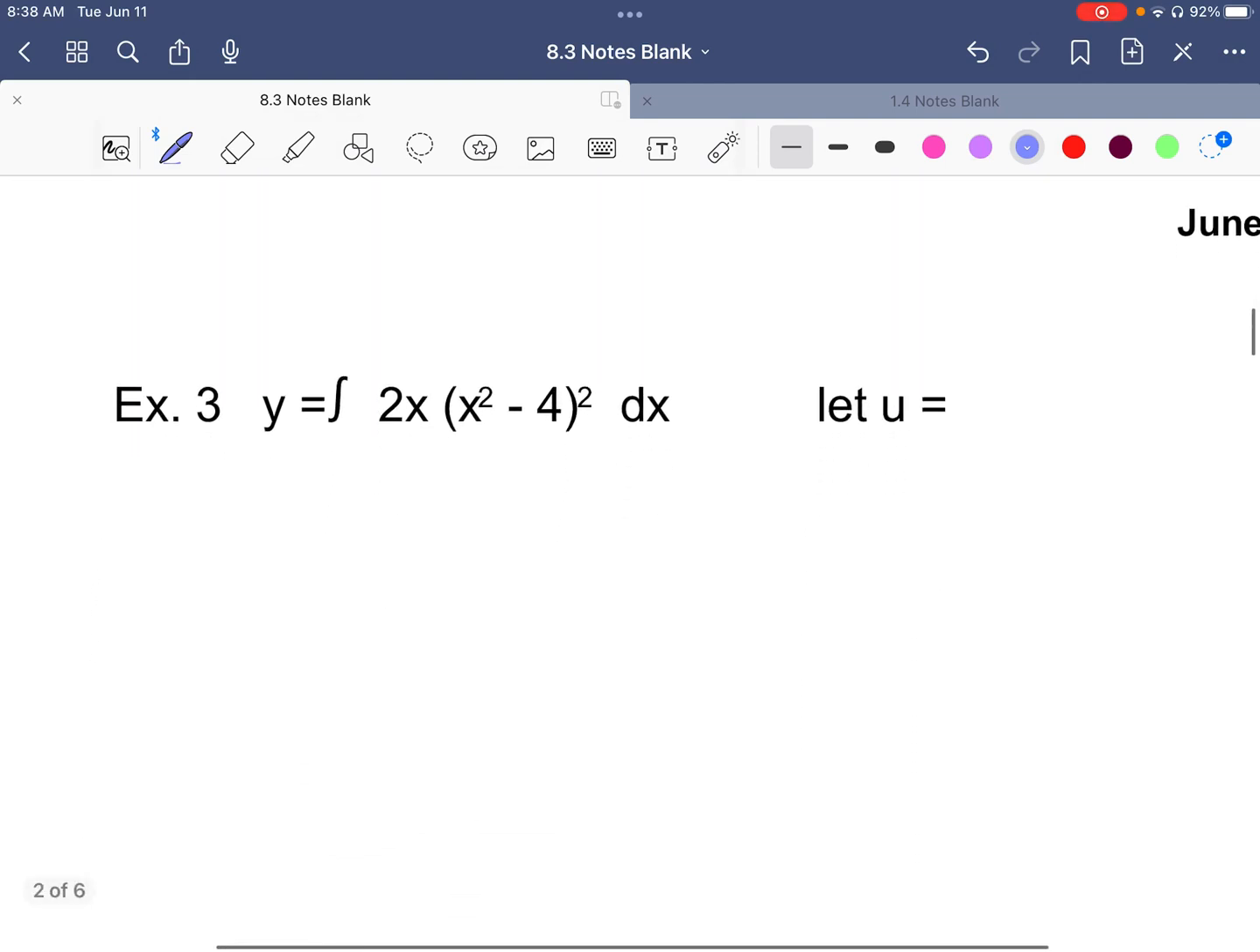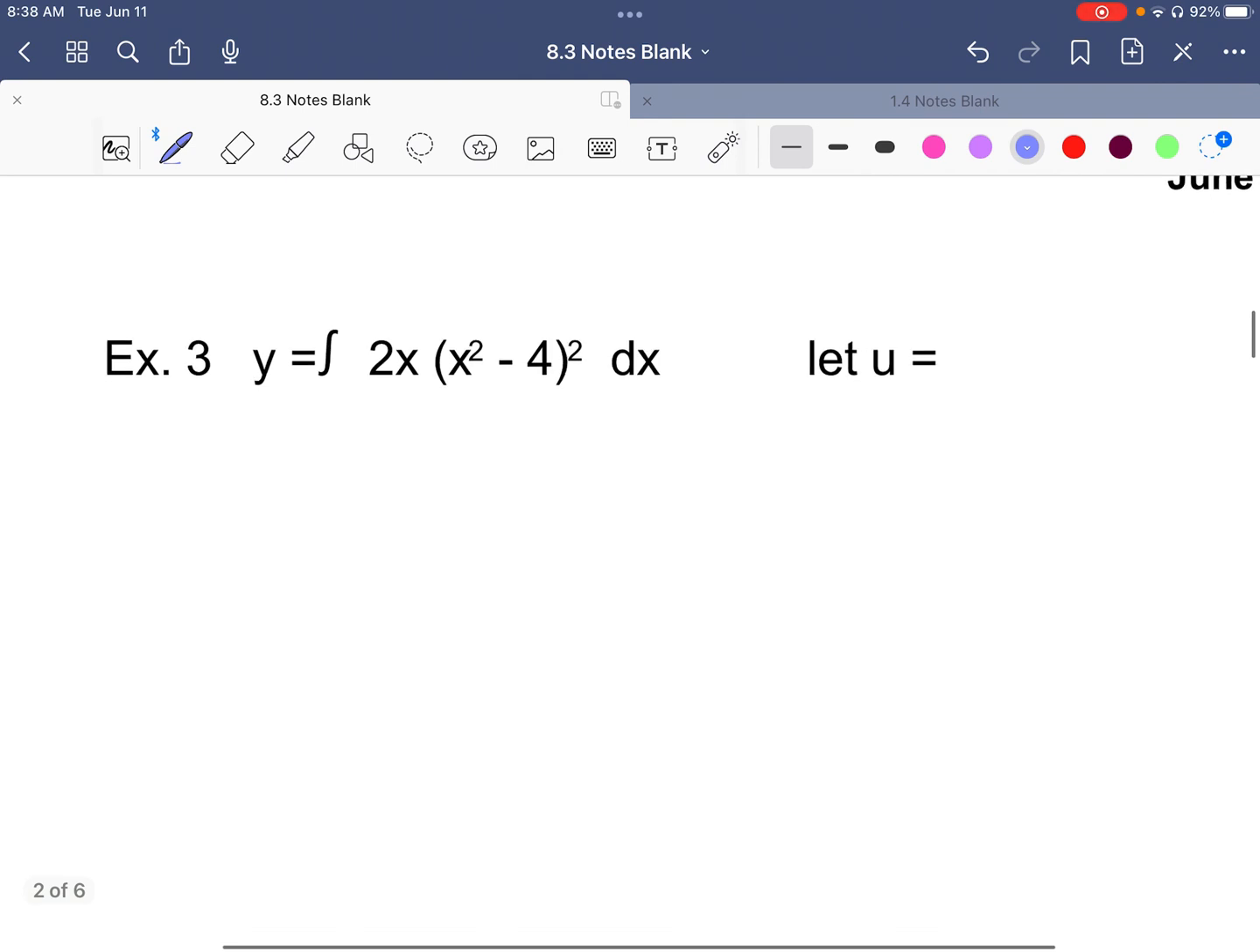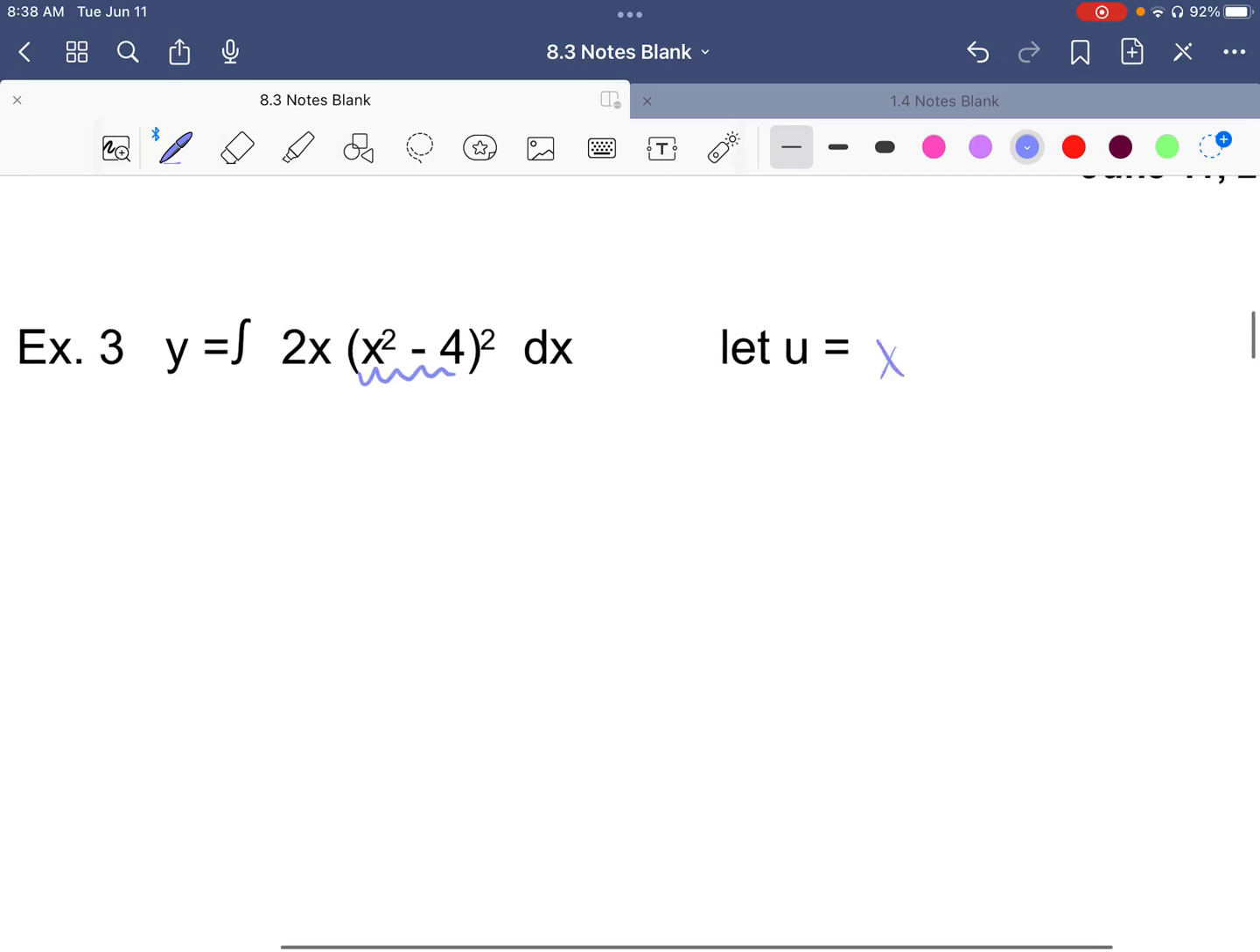Okay, so we've got y is the integral of 2x times (x squared subtract 4) squared dx. So our yucky piece is going to be whatever is in our brackets there. So we're going to let u equal x squared subtract 4, giving us du equals 2x dx.